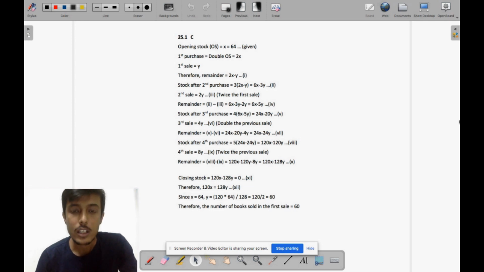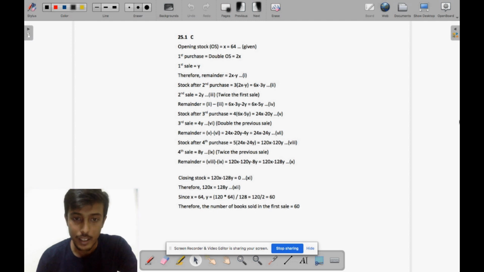And as I told you initially, after the fourth sale, the number of books left was 0. That means the remainder was 0. Therefore, closing stock, as you can see in the 11th equation, 120x minus 128y will be equal to how much? 0. Therefore, the 12th equation, which is the most important equation and will help you in the next two subparts as well, will be 120x is equal to 128y.